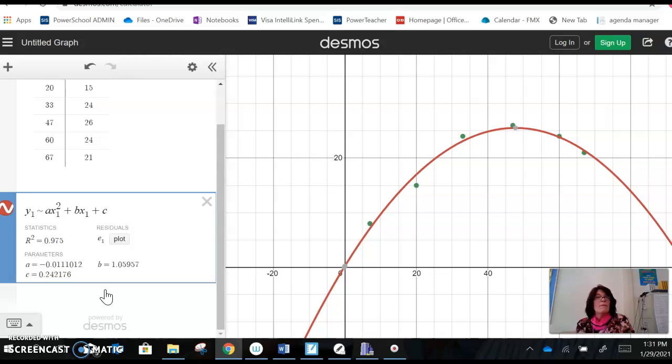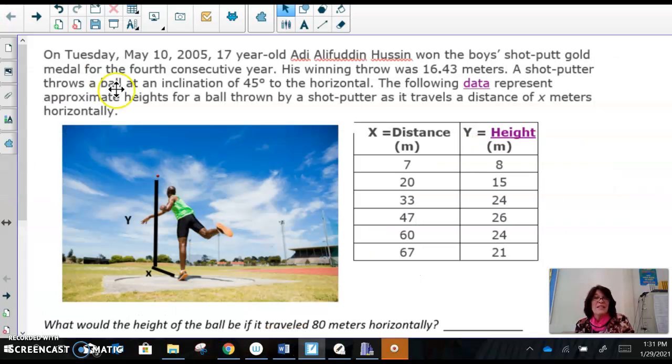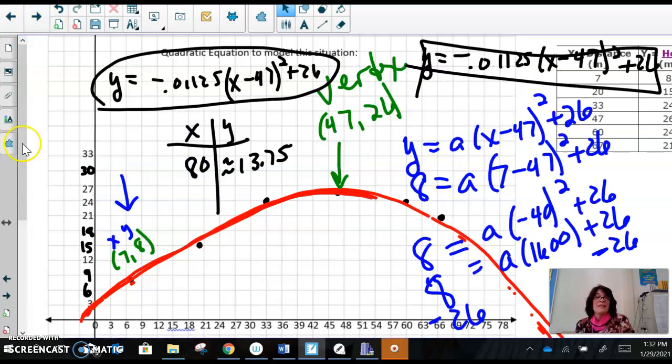Okay, so all of these methods are there. There's technology ways to fit a parabola. We can use Desmos. We can use our graphing calculator, or how great was it that what we did in class with the vertex form was pretty close as well, wasn't it? Okay, we knew the vertex was 47, 26, so we wrote y equals something times x minus 47 squared plus 26. We used another point that was close to the graph as our x, y. We used 7, 8, and we found an equation that matched it pretty closely as well.